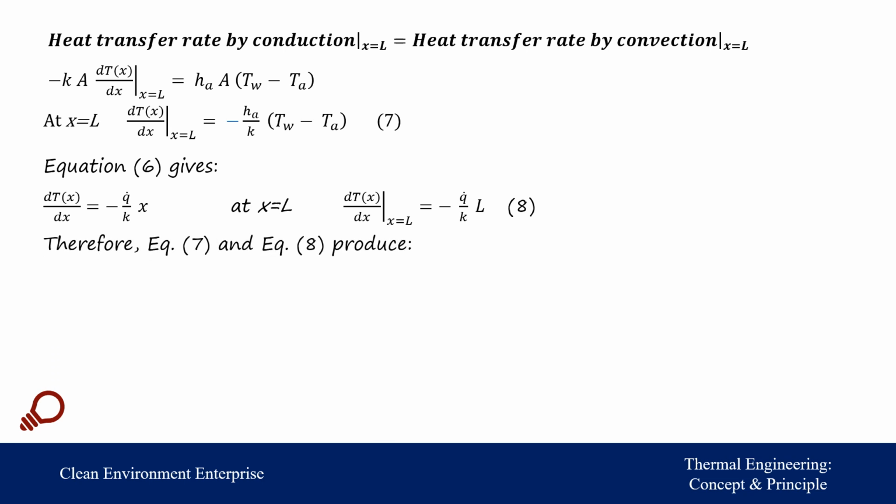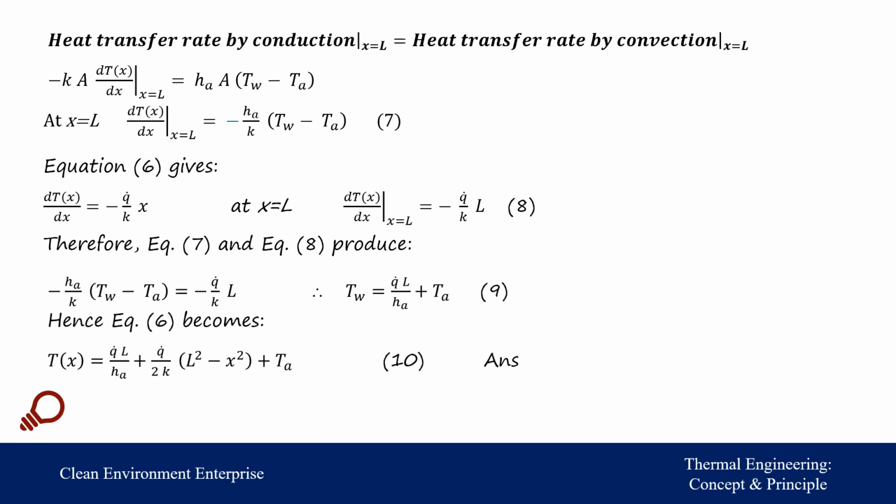Therefore, equation 7 and equation 8 produce minus HA times (TW minus TA) equal to minus Q dot divided by KL. Then we will get T sub W equal to Q dot L divided by HA plus TA, as represented by equation number 9.